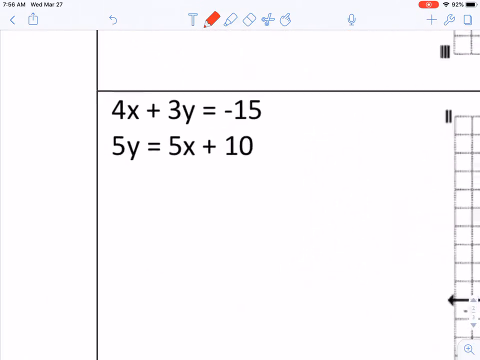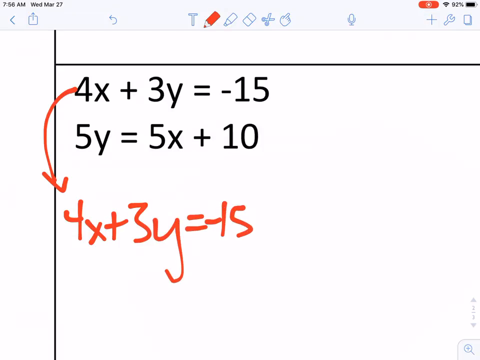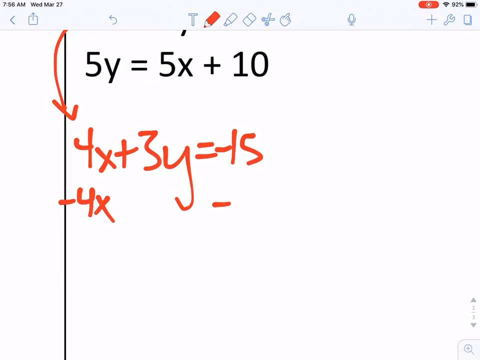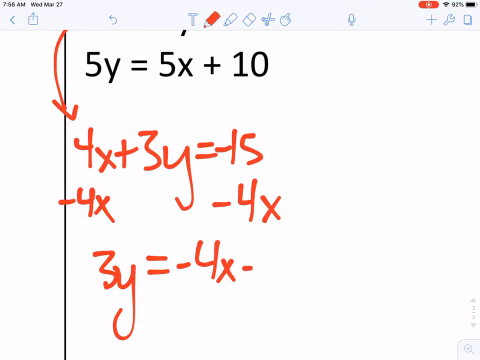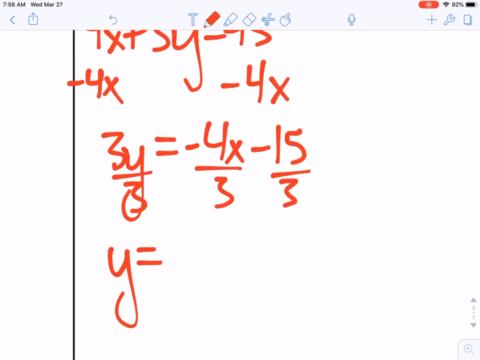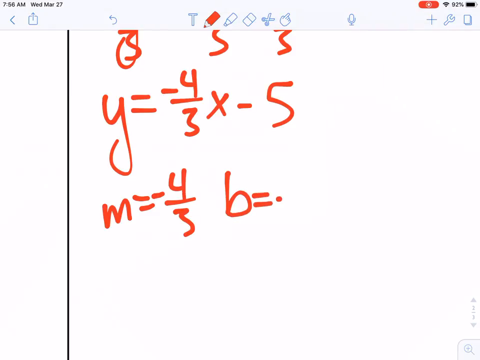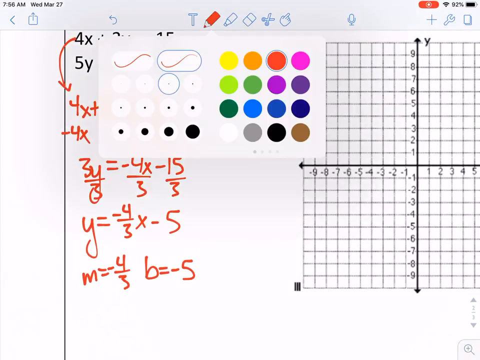All right, let's keep using that trick. But this one we have to actually fix both of our equations. So for this one, we'd have to subtract 4x, get 3y equals -4x minus 15, and then divide everything by 3, get y equals -4/3 x minus 5. So here, our slope is -4/3. Our y-intercept is -5. I'm going to do the other one in a different color.